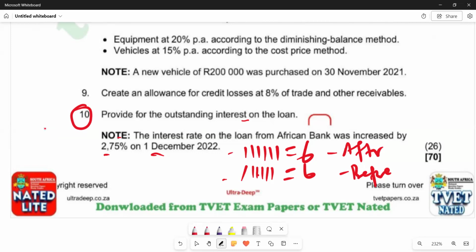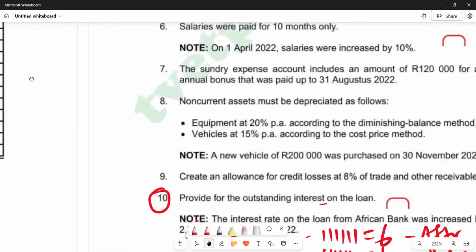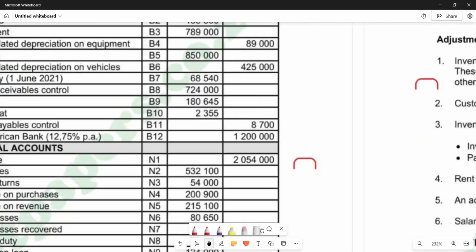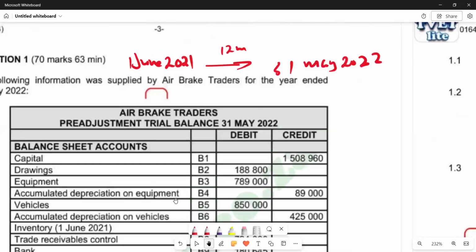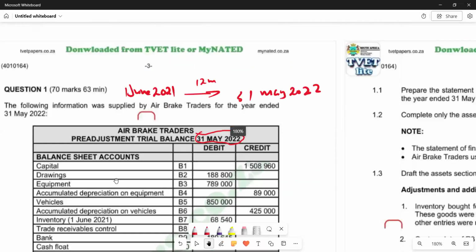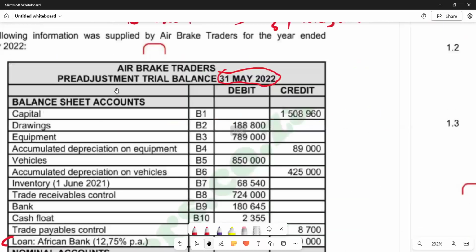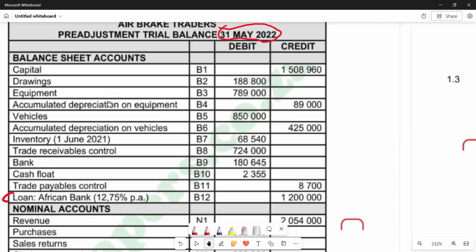But here we are told that it was increased by 2.75% on 1 December 2022. If you go back to the trial balance, you would see that the balances you are given are at 31 May 2022, which is at the end of the year. So the balances in the list are the balances after the increase. The information on loan says it was 12.75% per annum, which means this 12.75% was after the increase.